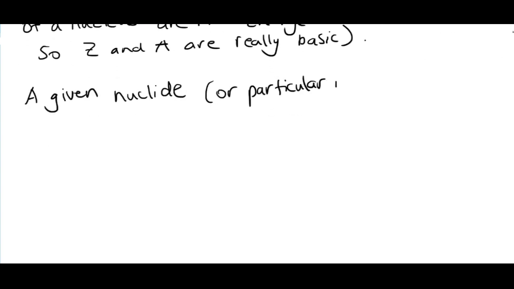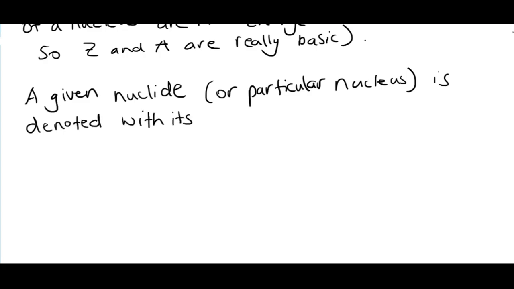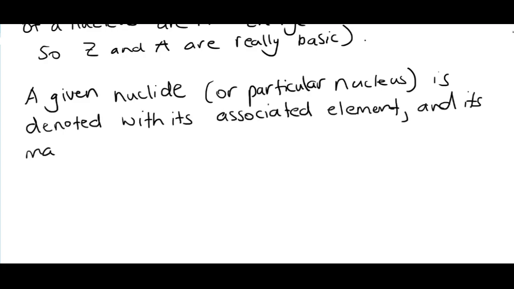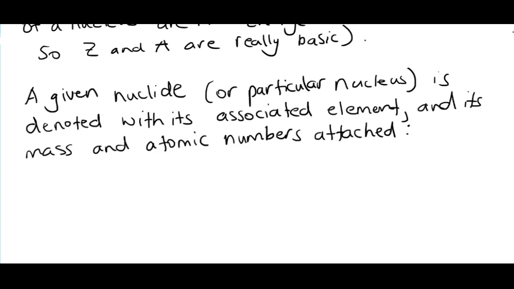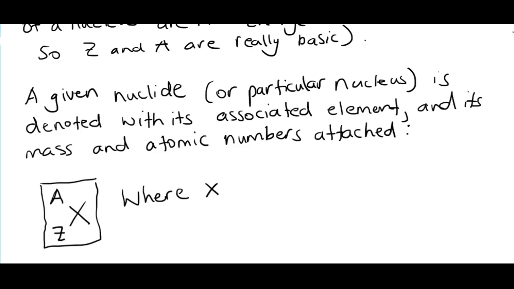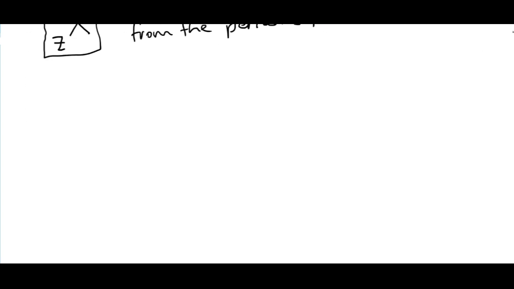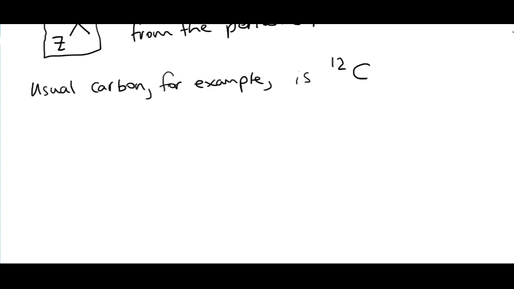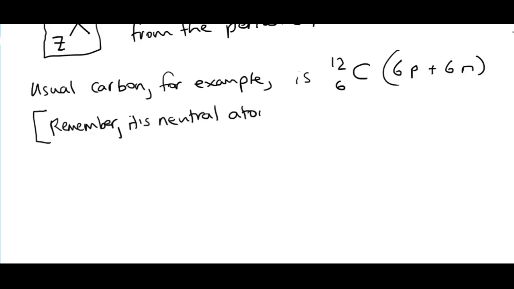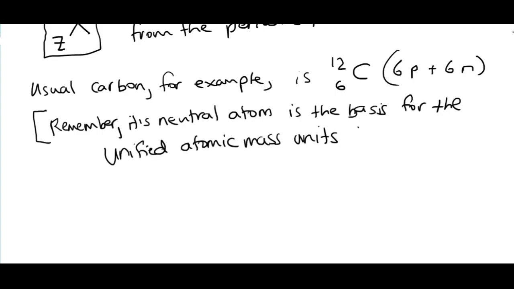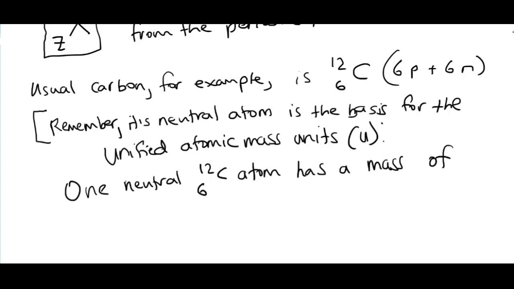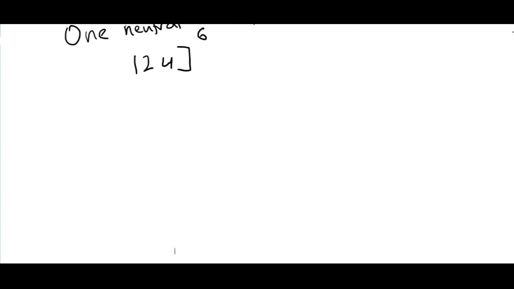If you are given a nuclide, or any nucleus, then we often denote it with an associated element and its mass and atomic numbers are attached like this, where X is the element symbol from the periodic table. For example, carbon is written as 12C6, which means carbon has 6 protons and 6 neutrons. And it is important to remember that the neutral atom is the basis for the unified atomic mass unit U, where we have defined the mass of one neutral C12 atom as being 12U.